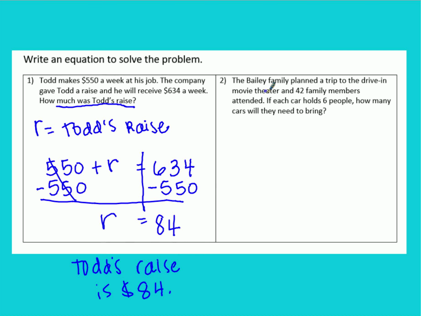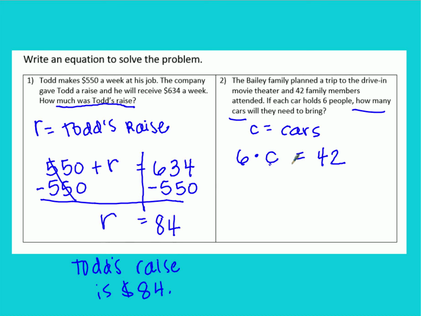Now in our second example here, the Bailey family planned a trip to the drive-in movie theater and 42 family members attended. If each car holds 6 people, how many cars will they need to bring? So we don't know how many cars we need. So I'm going to say C is equal to cars. So each car holds 6 people. So 6 people per car, we're going to multiply 6 people times the number of cars needed. And the total number of people we need is 42.